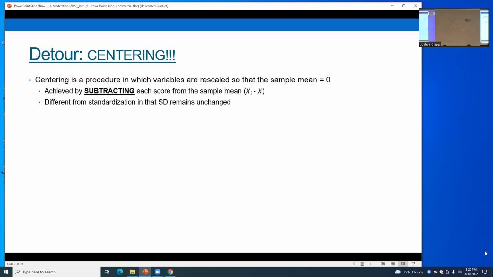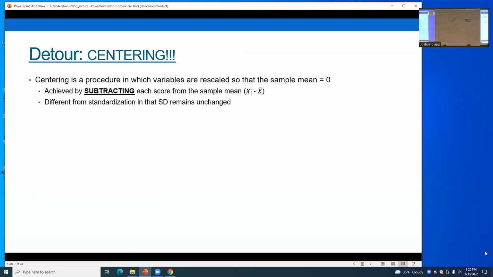Okay, remember I told you that zero is a magical number in regression. It's always important to know what zero is, what zero represents. What we're going to do with our regression models is take all of our predictors, not our outcome, our predictors, and rescale them so that the mean of the predictors is equal to zero. This is easy to do. We're just going to subtract each score in the sample from the sample mean, okay?